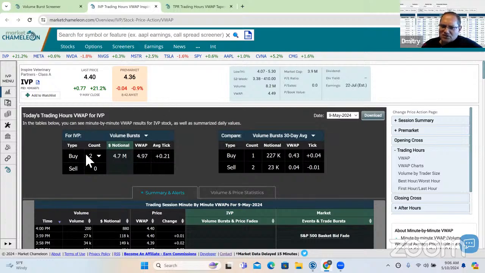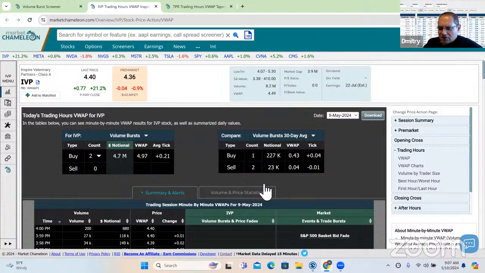So in IVP, we detected that there were two large volume bursts yesterday, 0 sell volume bursts. Both of the volume bursts together added up to $4.7 million worth of stock for an average price of $4.97 VWAP price, and it ticked up by 21 cents on average. So that's the price impact. This is the price it traded at, the VWAP price amount, and this is the price impact.